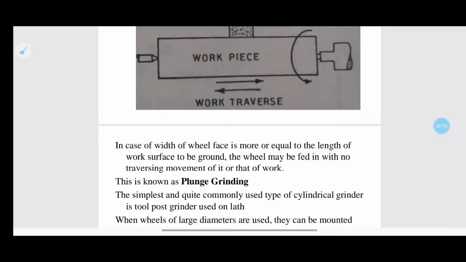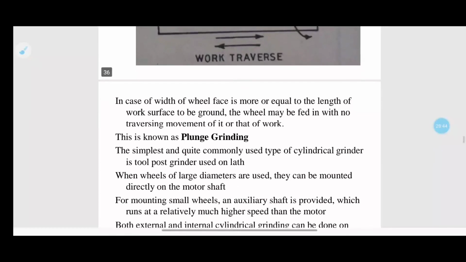grinders will work. In case the width of the wheel face is more than or equal to the length of the work surface to be ground, the wheel may be fed in with no transferring movement of it or that of the work. This is known as plunge grinding.